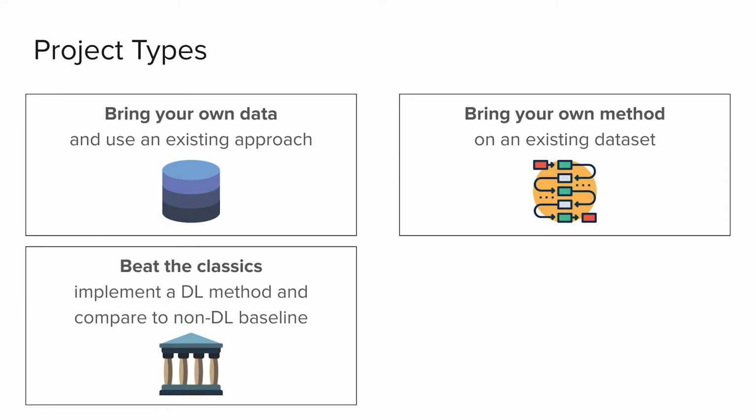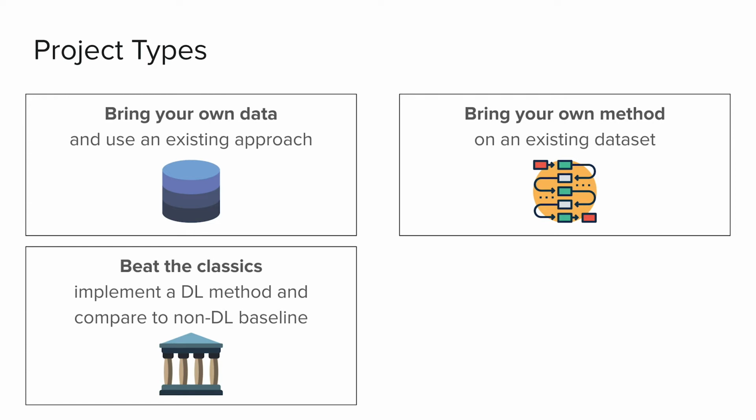The third project type that you can choose from is called Beat the Classics. Machine learning has been shown to work great for many problems. However, it's not a jack of all trades, as I've said before, and it does not solve all problems equally well. There are many problems that have great solutions with non-machine learning methods. For example, line detection.